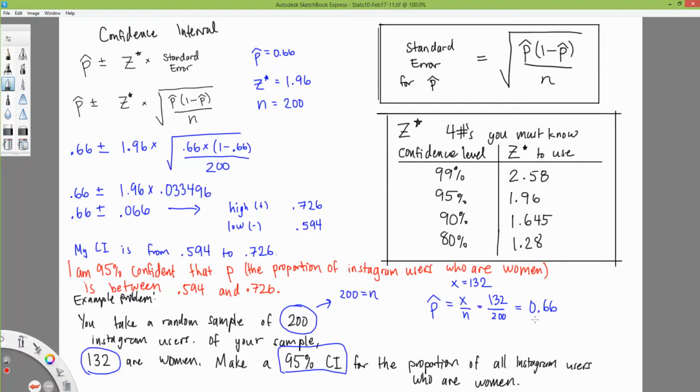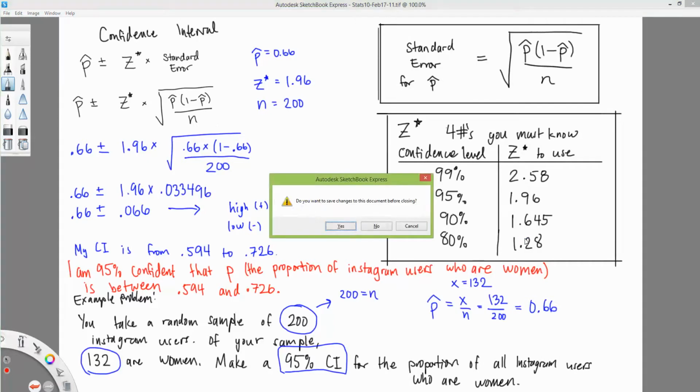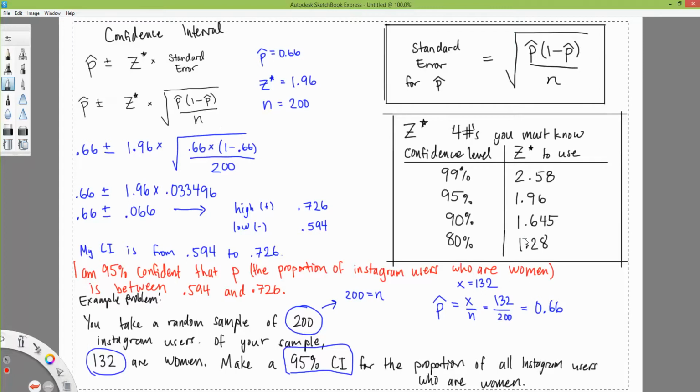So what would happen if we made a 99% confidence interval? This is a very good question. What would change in our confidence interval formula? Yeah, we use 2.58 rather than 1.96. So let me just copy everything here, save that, and then paste everything here.